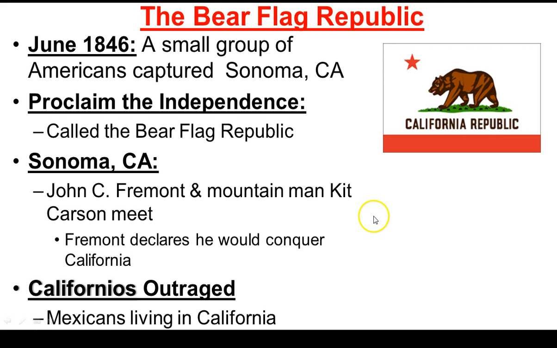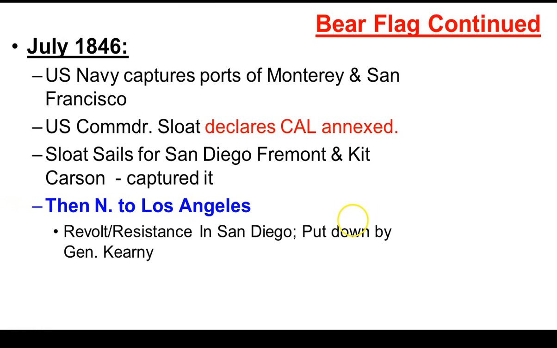Californios, people who have been living there for a very significant time, are of course quite outraged, and it's basically a little civil war between the people living there and the Americans led by those two individuals. In July 1846, the United States Navy captures a few key ports, San Francisco being one of them. The commander there, Commander Sloat, declares that California has been annexed, of course not without consulting Congress.